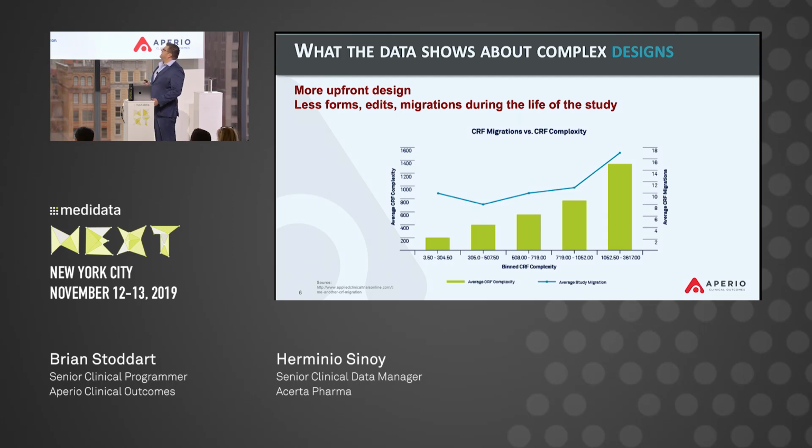So what does the data show about complex design? In 2014, Medidata wanted to see if there was a correlation between trial complexity and the number of migrations. And they based trial complexity on the number of unique CRFs, edit checks, derivations, and custom functions. So the more edit checks, unique CRFs, and custom functions, they suspected there would be more migrations, and that's what they found. And everybody knows migrations equal time, money, and risk. So by implementing a flexible design up front, you can lower the number of CRFs, derivations, and custom functions, and in turn, hopefully, reduce your migrations.